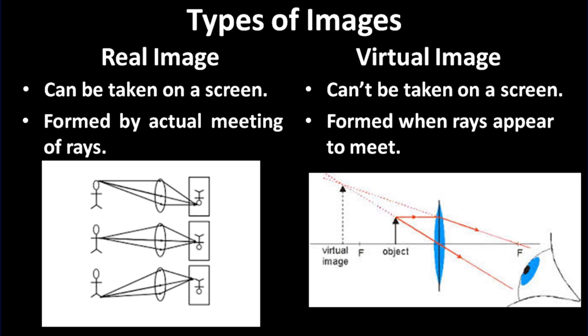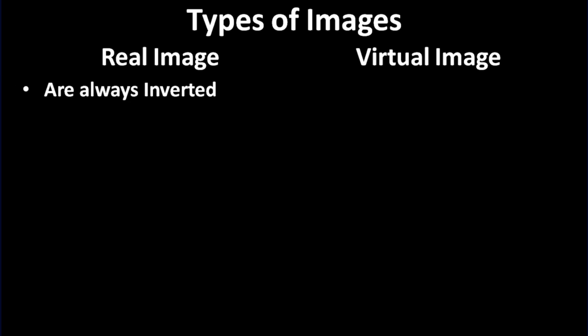Remember, this image cannot be taken on a screen. This is how image enlargement takes place in case of a magnifying glass. What you are actually seeing is an enlarged virtual image that you cannot capture on a screen. You must have also observed in the figures that real images are always inverted, while the virtual images are always upright.